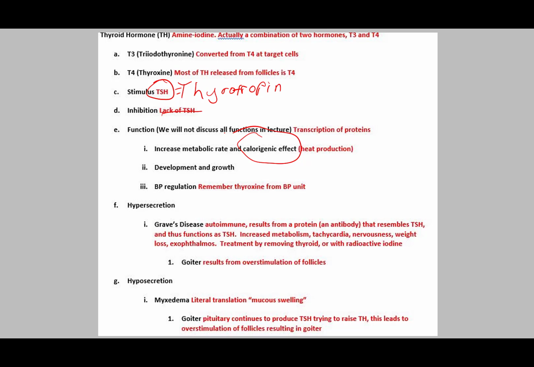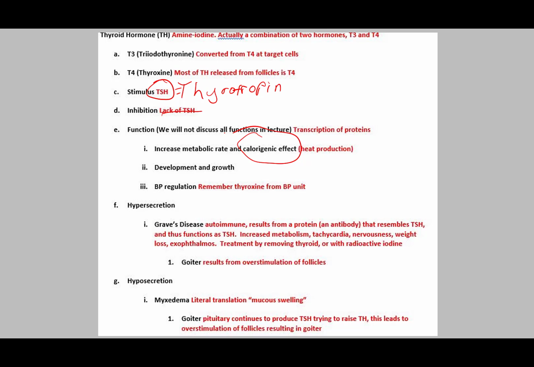Another thing that thyroid hormone is responsible for is development and growth. So in babies, in infants, in young adults, the thyroid is causing that growth. It's causing development.